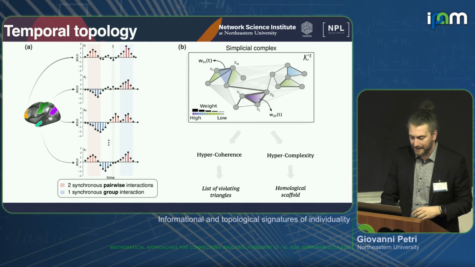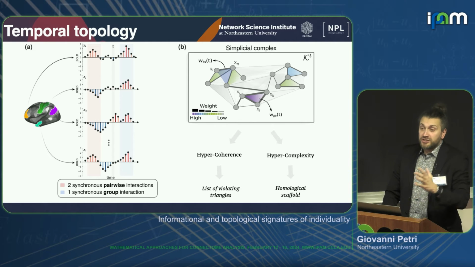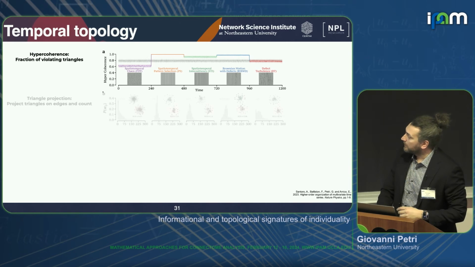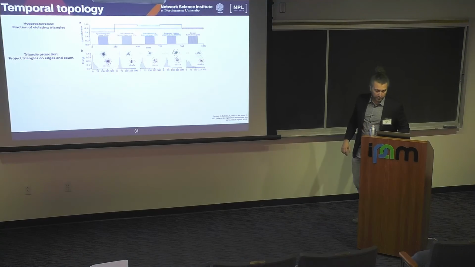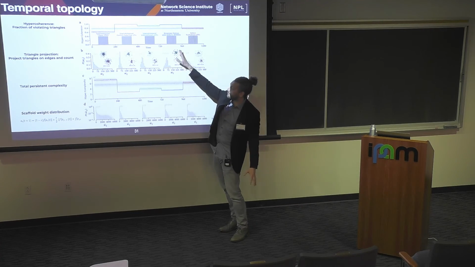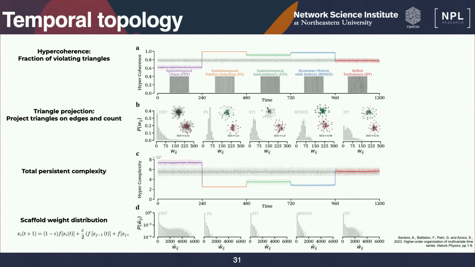Now, what does it do in a system that we know? For example, if we take a chaotic map, a dynamical map where we can control the dynamical regime we are in, for example chaos, pattern selection, and so on, you can see that hypercoherence, total persistence, and so on already pick up differences between these regimes. So at least there is hope that in a case where we control the system, this will actually show differences. The same thing holds if you look at the triangles and the scaffolds, but we don't really need that now.